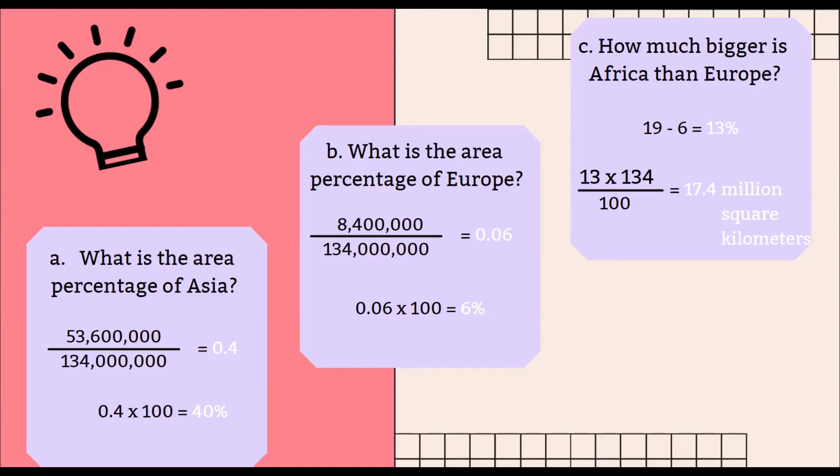Lastly, for letter C, how much bigger is Africa than Europe? To get this, we just have to subtract the percentages of Africa and Europe, which is 19 minus 6, equals 13%. So 13% multiplied by 134 million over 100 is equal to 17.4 million square kilometers. Next, please.